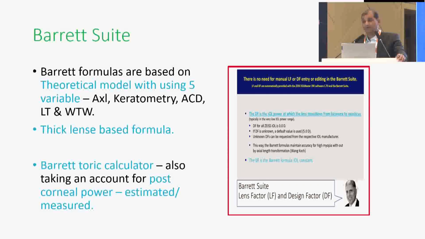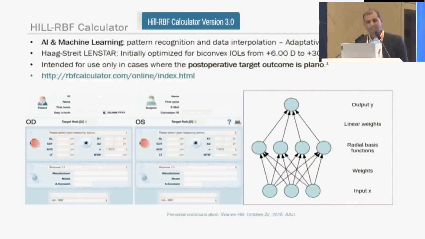The Barrett formula is mainly a theoretical model using 5 variables, which is a thick lens based formula. So they have two factors. One is the lens factor, which is like our A constant of the SRK/T, and the design factor. Suppose a biconvex lens, the design factor will be changed, and for a meniscus lens, like high myopic lenses, the design factor will be changed. And the Barrett toric calculator also takes care of the posterior corneal power, whether estimated or measured, can be used.